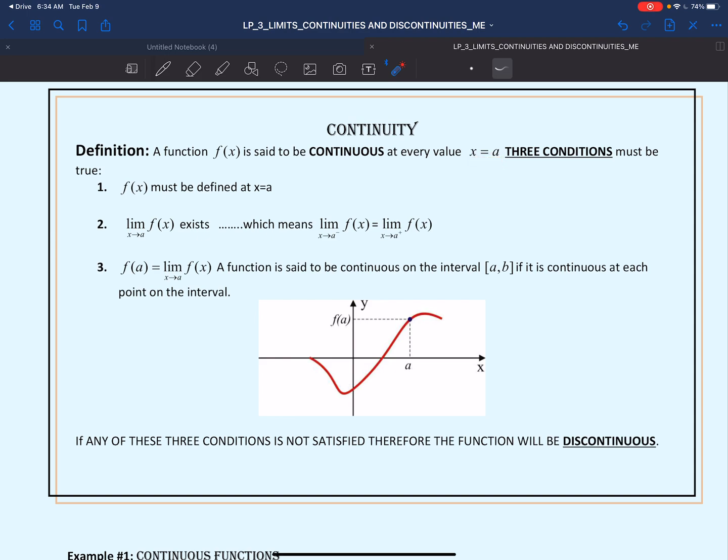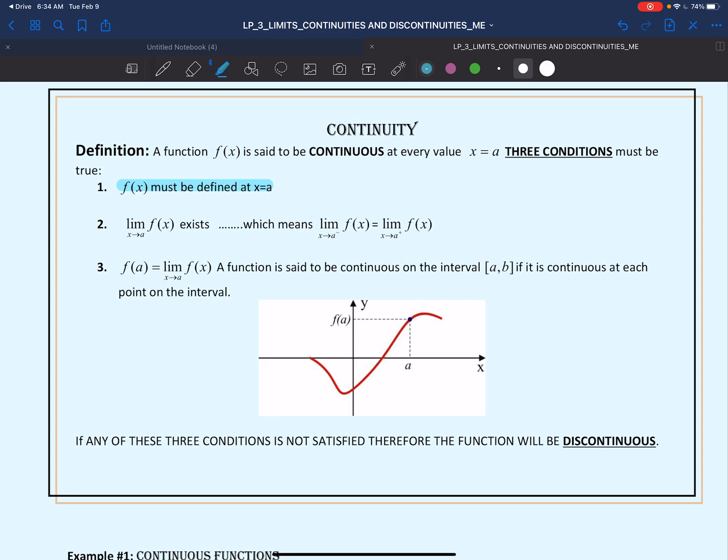conditions are satisfied. Number one, the function must be defined at x equals a. So what that means is if you substitute the value of x, so the specific value of x that you're inspecting, into the equation of the function, you should be able to get a real number.